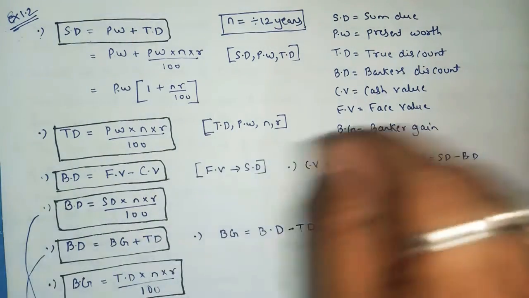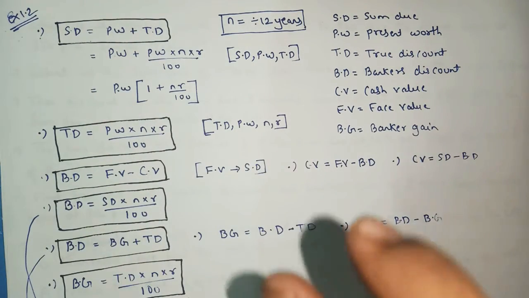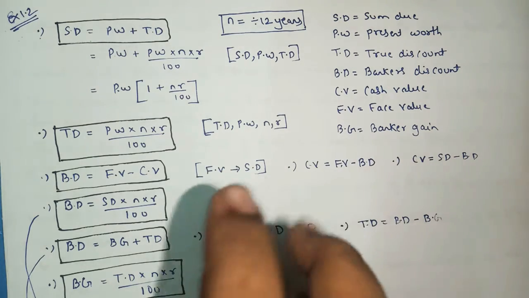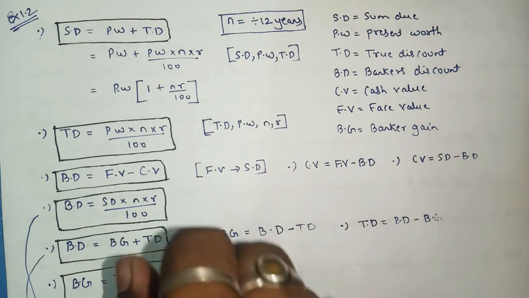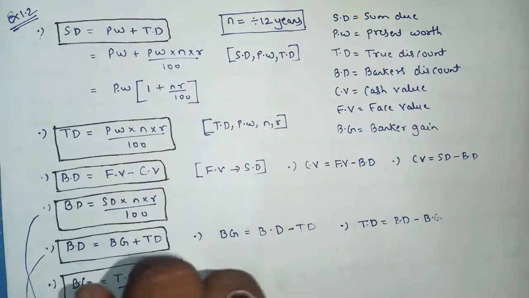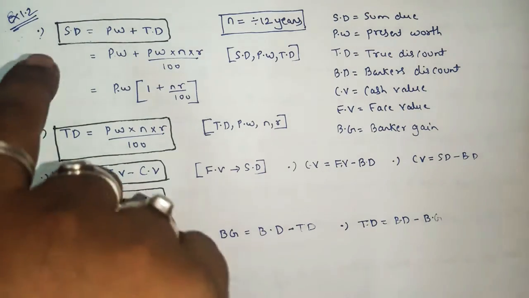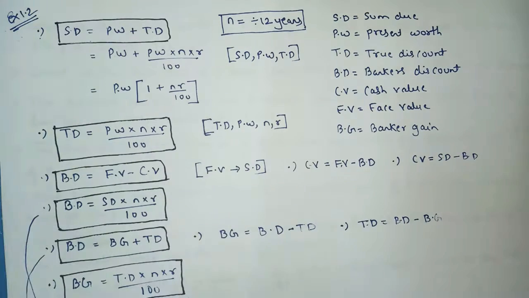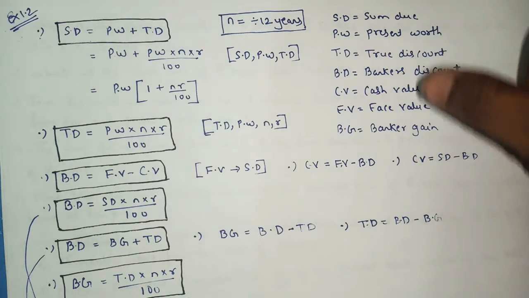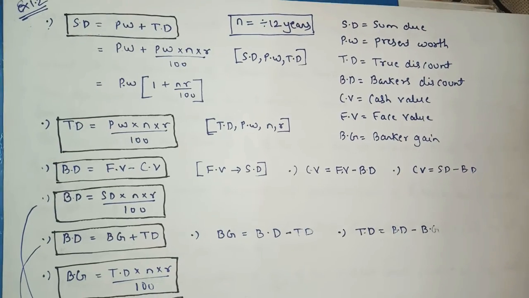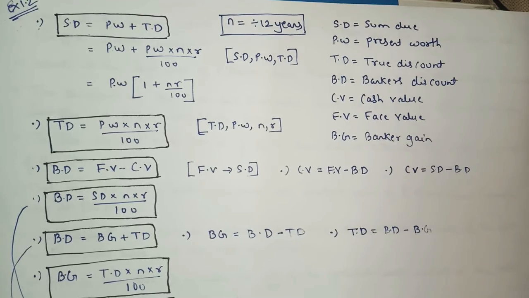You just have to read and understand the question, and guess what values are given, whether it is SD, PW, or TD. Before that, you must know about these shortcuts. What do you mean by SD? What is the meaning of PW, TD? Here on the right hand side I have mentioned everything about the short forms. What is SD, what is PW?